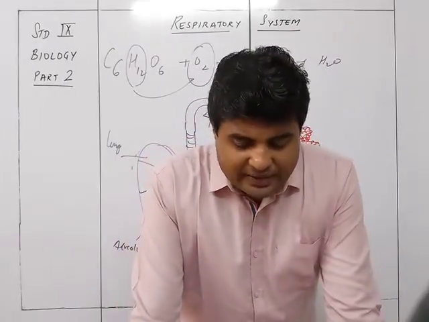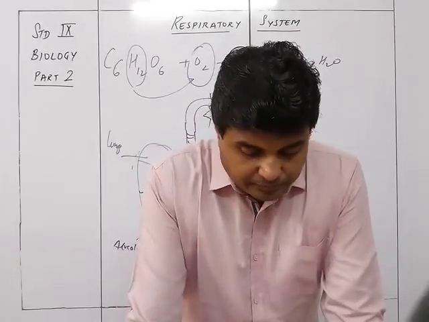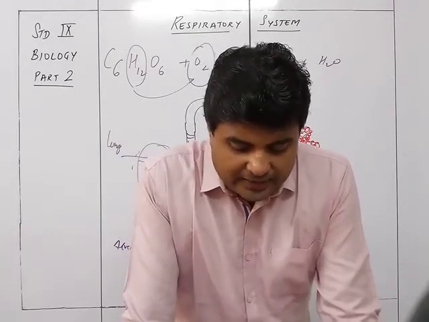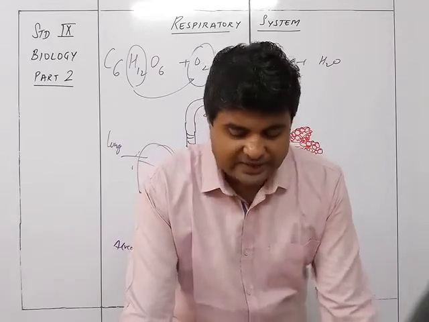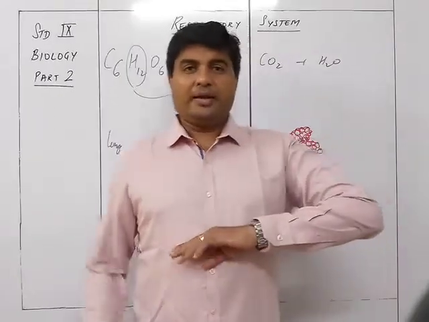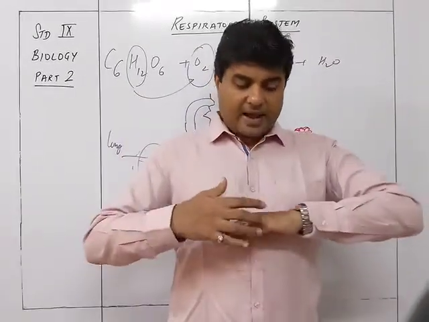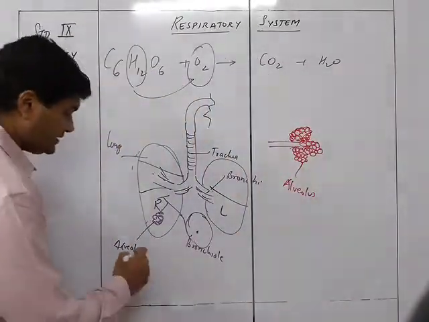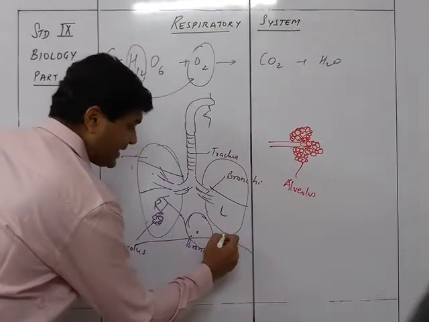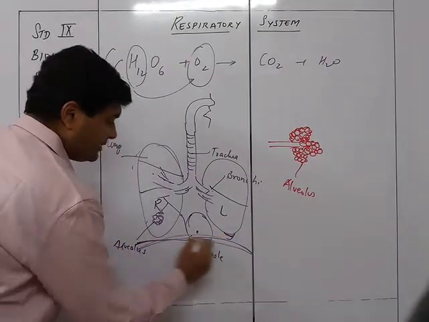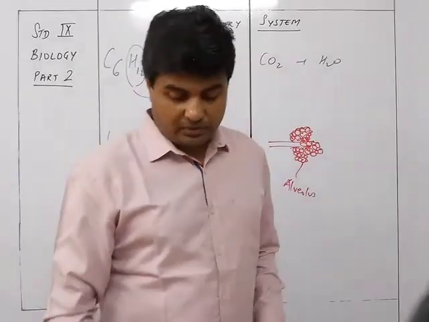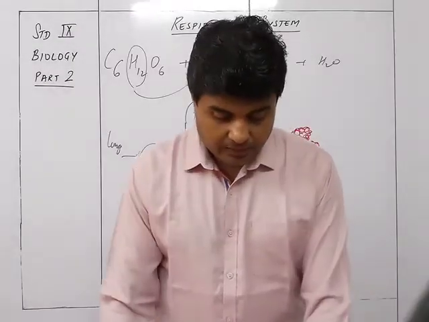The lungs occupy the greater part of the thoracic cavity. They are located close to the inner surface of the thoracic wall and their lower bases closely rest on the diaphragm. So they are in the thoracic cavity and the lower base of the lungs, that is this part over here, is resting on the diaphragm. So this is the diaphragm on which it is resting, okay, when the lungs are resting on it.